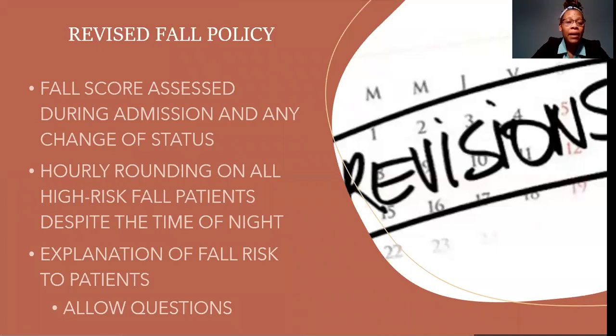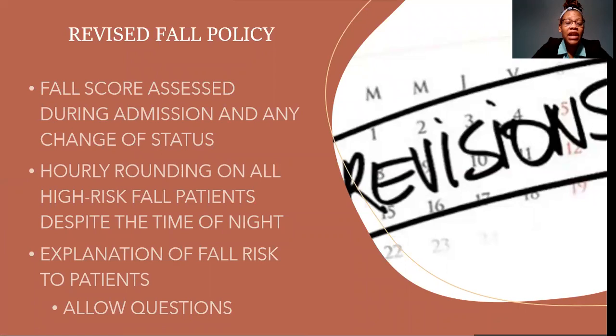The first revision that I made to my revised fall policy was for the nurse to complete fall assessments more frequently. This included doing a fall assessment at admission, as he or she typically would, and then with any change in condition. This means any change in physical condition, any change in mental status, or if they had a fall, of course, they would do another fall risk assessment at that time as well.